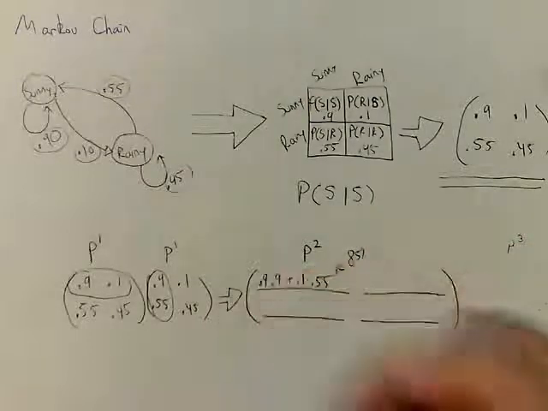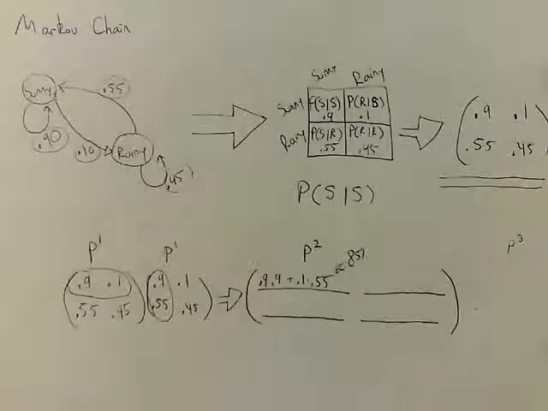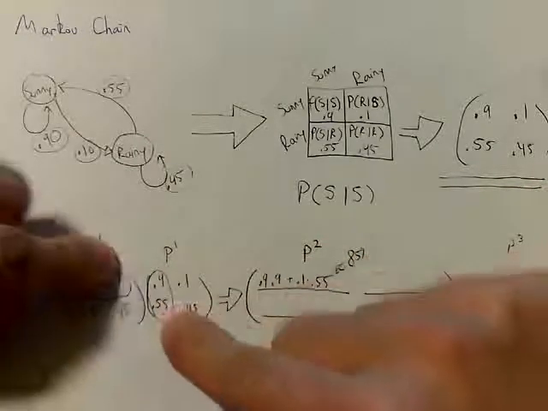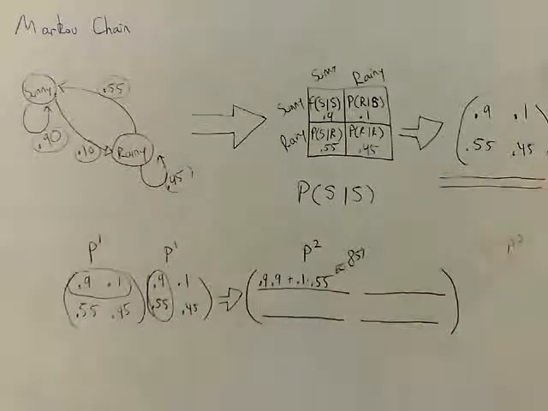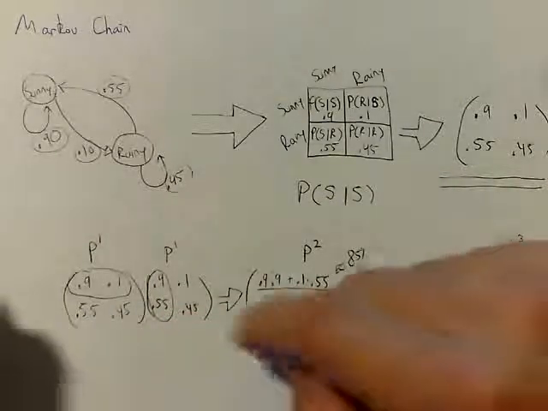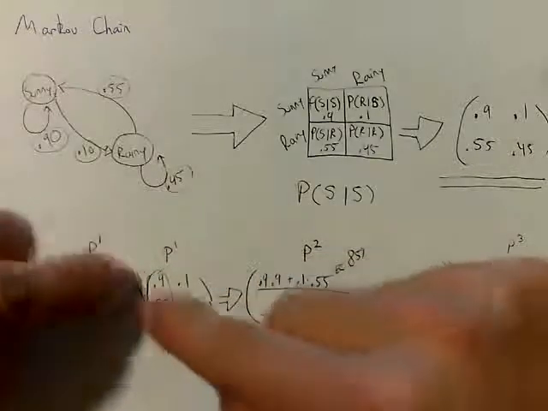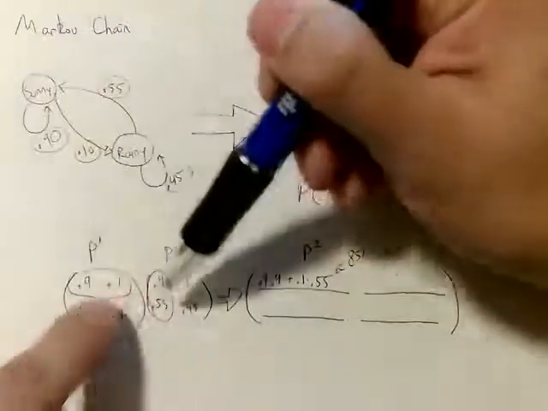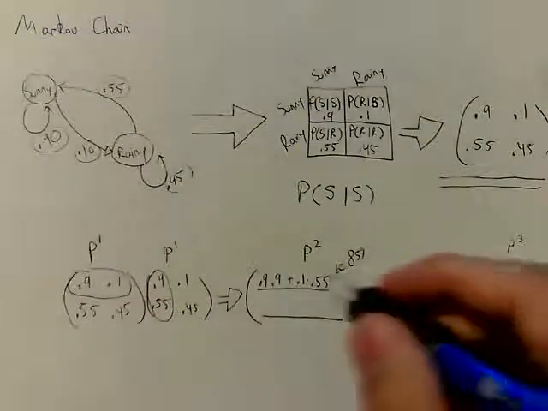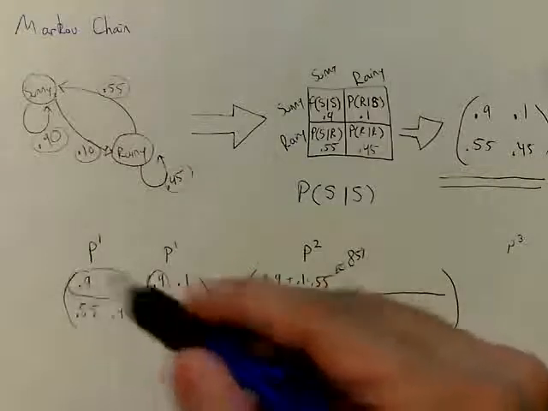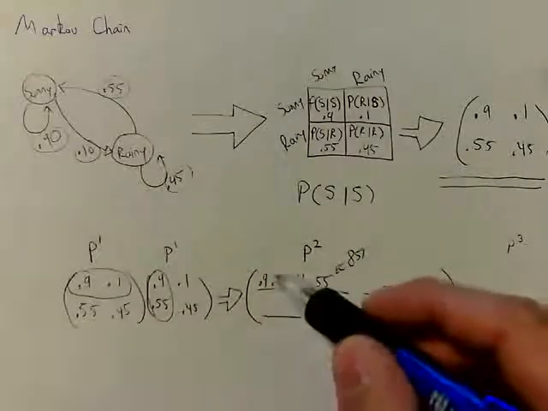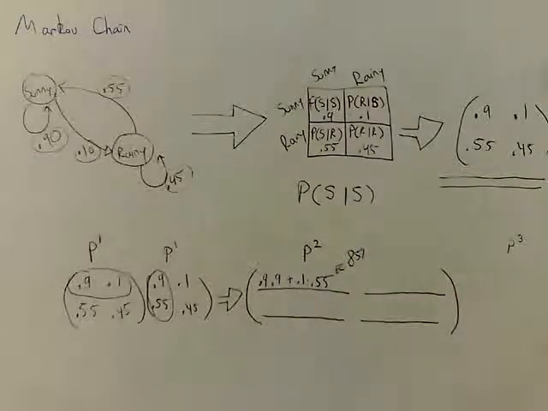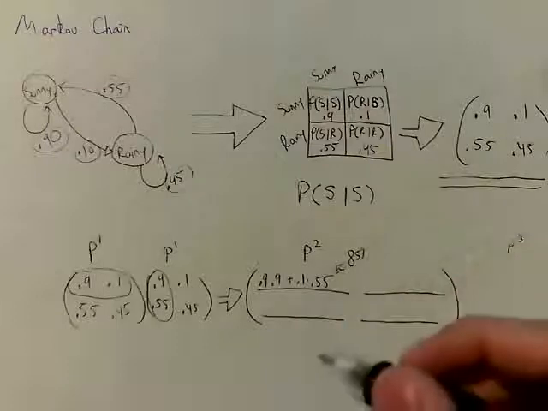Okay? And I like to actually do this with my fingers sometimes to help with the multiplication where I say 0.9 times 0.9, 0.1 times 0.55. I apologize if they're sort of covered in the camera here, but you can sort of march down just one item at a time. Here and here, here and here. Okay? And that gives you the first row times the first column, gives you the elements in the first row, first column.